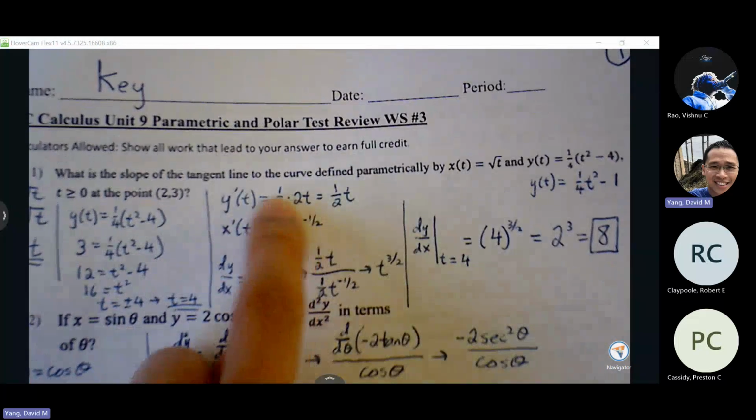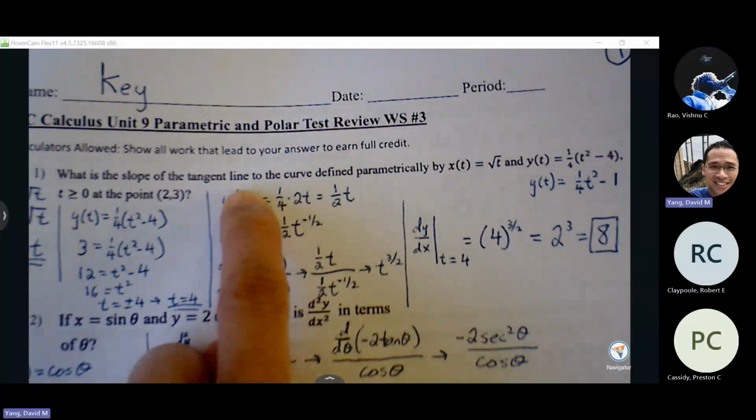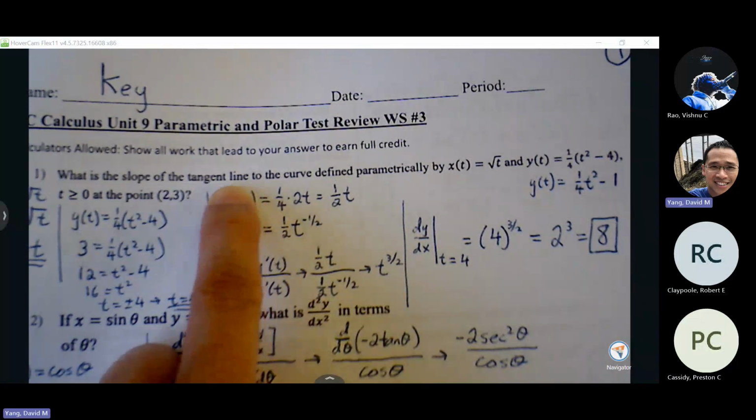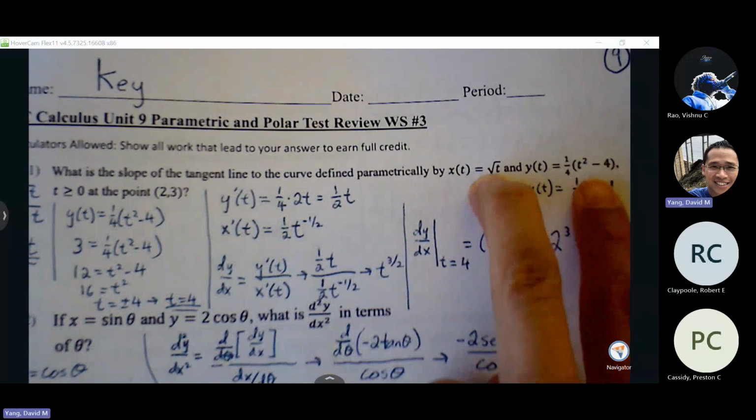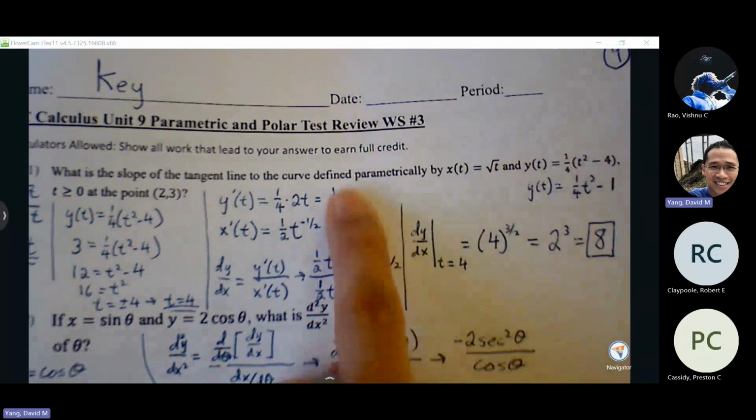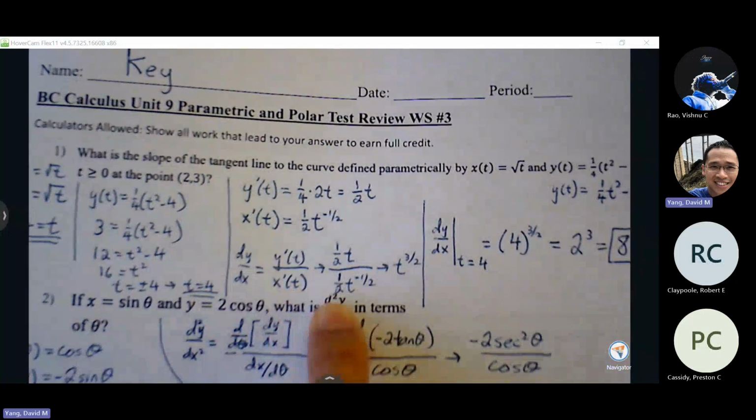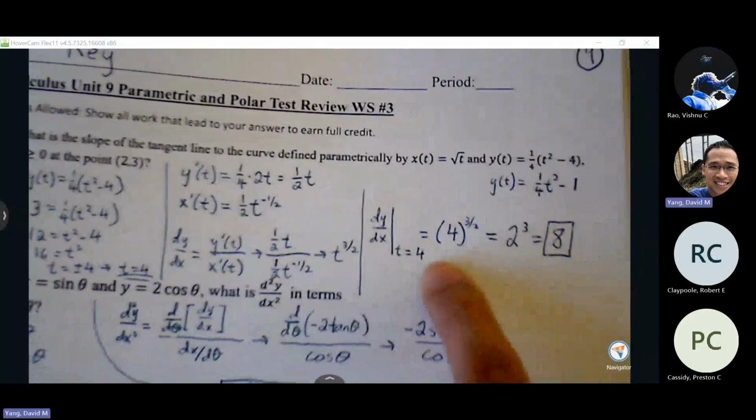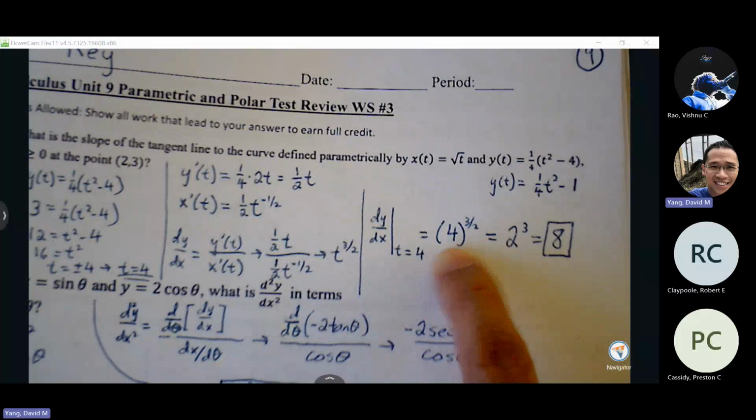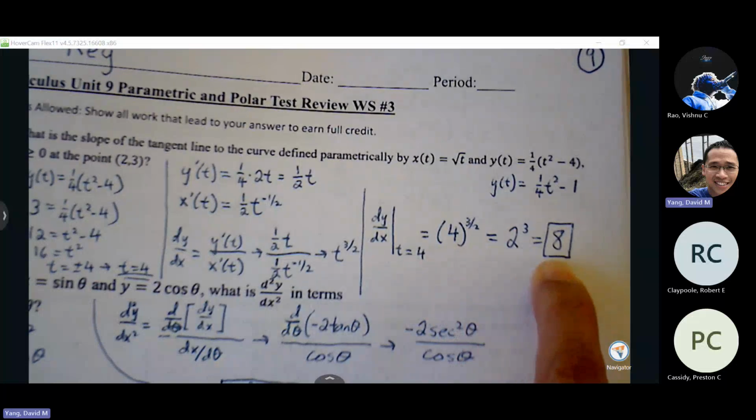Then we just have to figure out the slope of the tangent line when t is equal to 4. So we just have to do y prime over x prime, and for y prime and x prime, we can just use the power rule for each. Then we do dy over dx, clean that up, replace all the t's with 4, and then we find the slope of our tangent line.